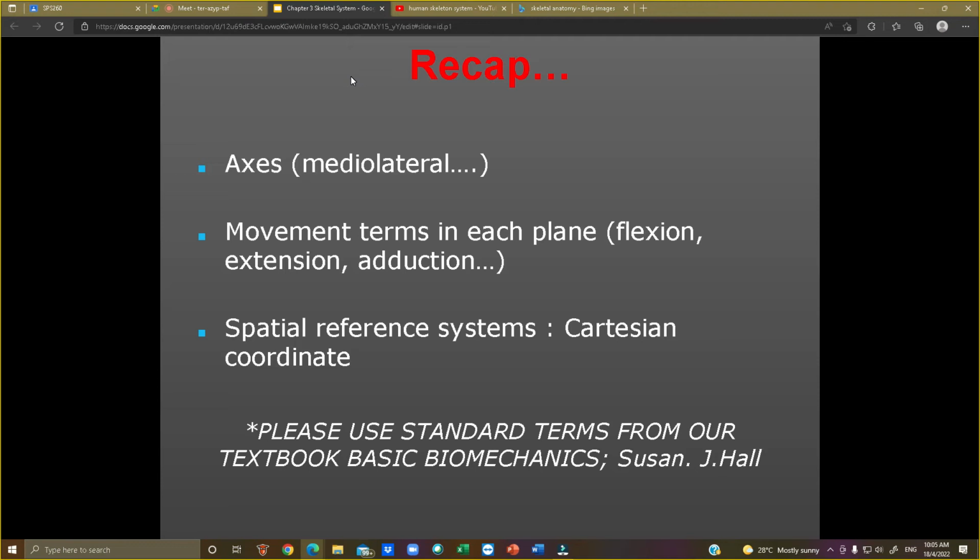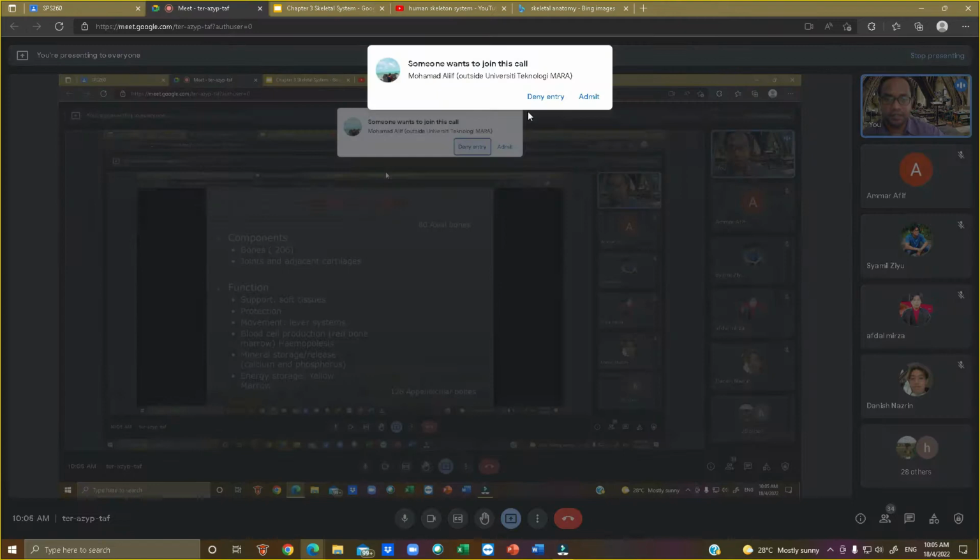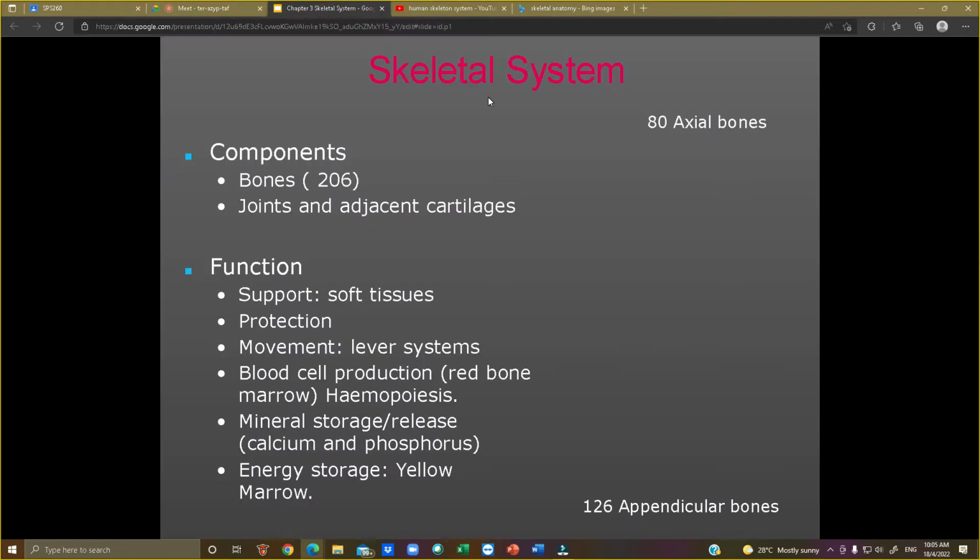And finally, what we learned last week is about the spatial reference system, which references the Cartesian coordinate, the values of x and y, and how we define movement based on coordinates. This is what we learned through anatomical movement planes, the topic for last week. So this week, we are going to discuss skeletal system structure.